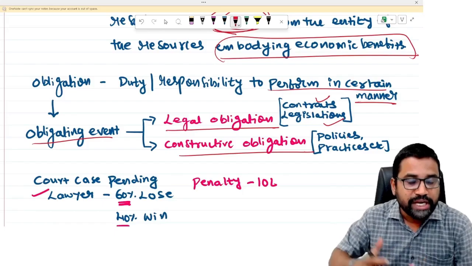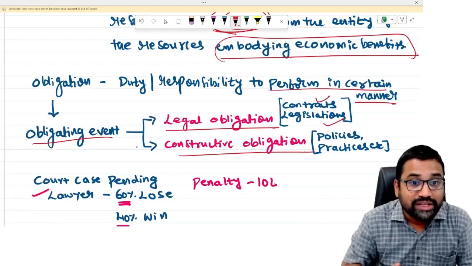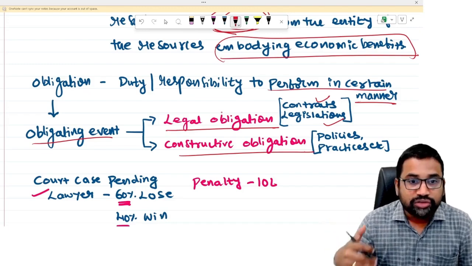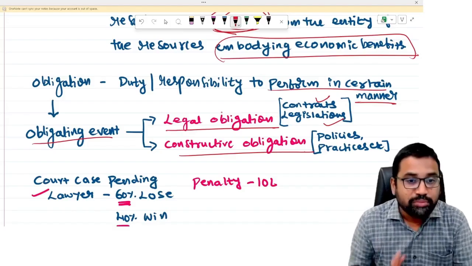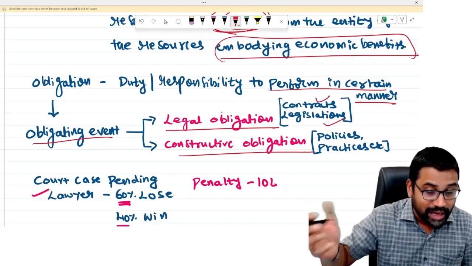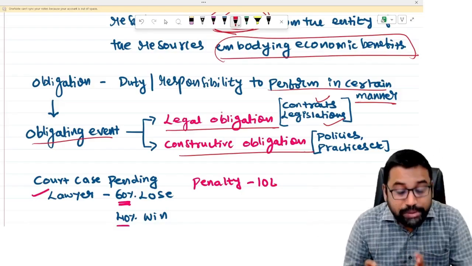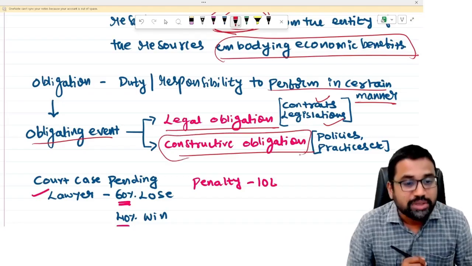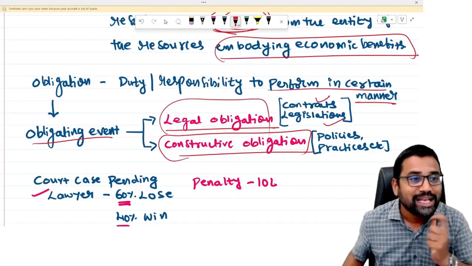For example, your company entered into a contract. Now, suppose you breach the contract, according to the contract you need to pay some penalty to the other party. It's a legal obligation. Suppose, for example, the company is following one policy. According to that policy, the company needs to pay a certain amount to the other party. So it's a constructive obligation. So this obligation may arise either because of law, or because of your own practices and policies. If the obligation arises because of policies and practices, that is called constructive obligation. If it arises because of contracts, that is called legal obligation.